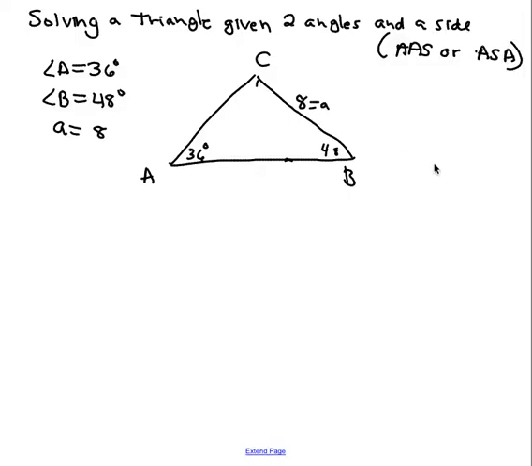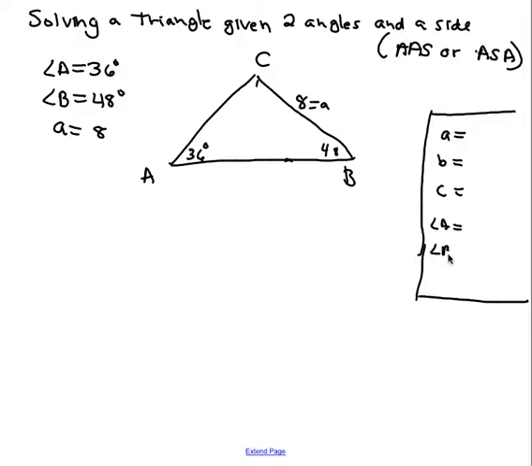When we are asked to solve, we basically have to find all of the angles and all of the sides. I want to find a, b, and c, and I want to find angle A, angle B, and angle C. So when you're asked to solve, it's asking you to find all 6 pieces. We already know that angle A is 36 degrees, angle B is 48 degrees, and a is 8. This is an angle, angle, side example, so we're going to use the law of sines.